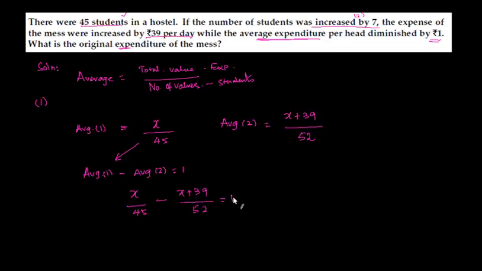Now this has become an arithmetic equation, so we can solve this by standard techniques. We can do this by taking the LCM, that is 45 into 52. The numerator would be multiplied by the same. So 52x minus 45x minus 45 into 39, divided by 45 into 52, is equal to 1.